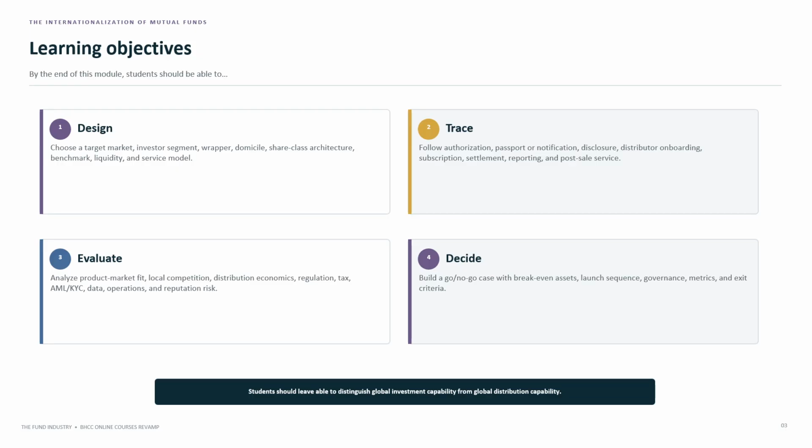The distinction to carry throughout the chapter is between global investment capability and global distribution capability. A portfolio team may already know how to manage the strategy. That does not mean the firm knows how to manufacture and support the product in another legal and commercial system. Great investing can survive without a translated fact sheet. Great cross-border asset gathering cannot. By the end, you should be able to identify which capability is missing before the firm discovers the answer through several years of negative contribution margin.